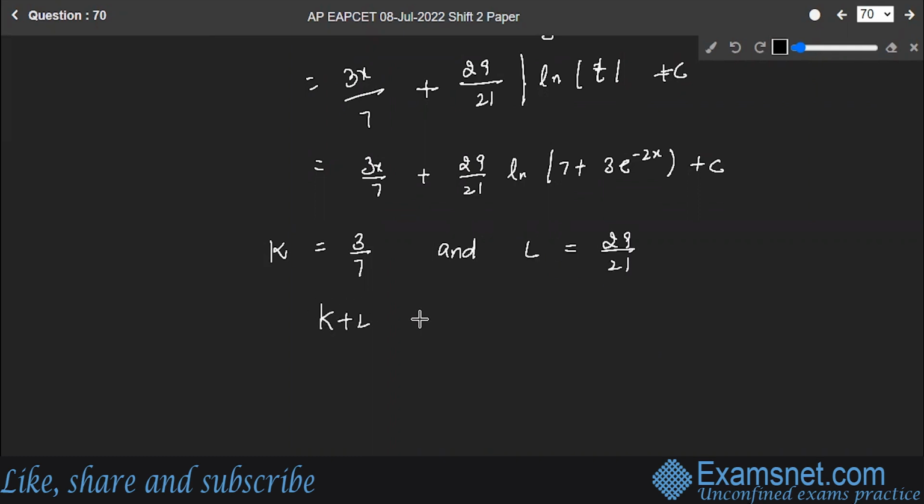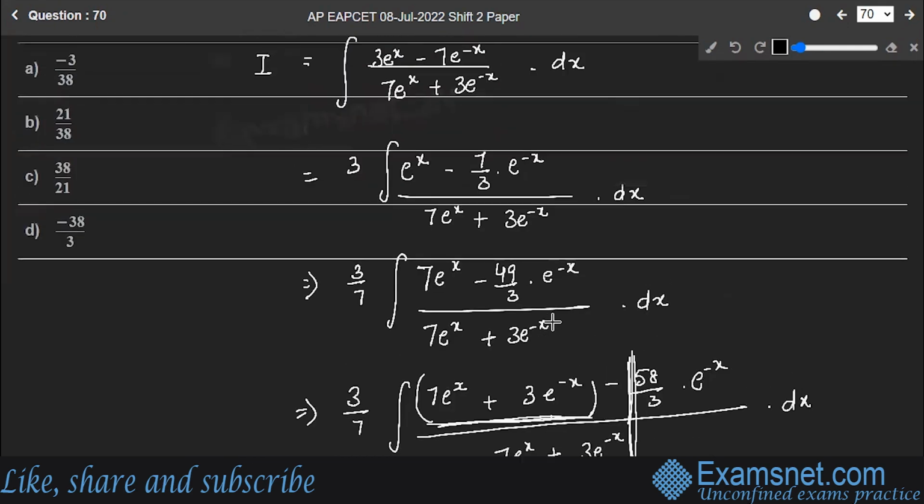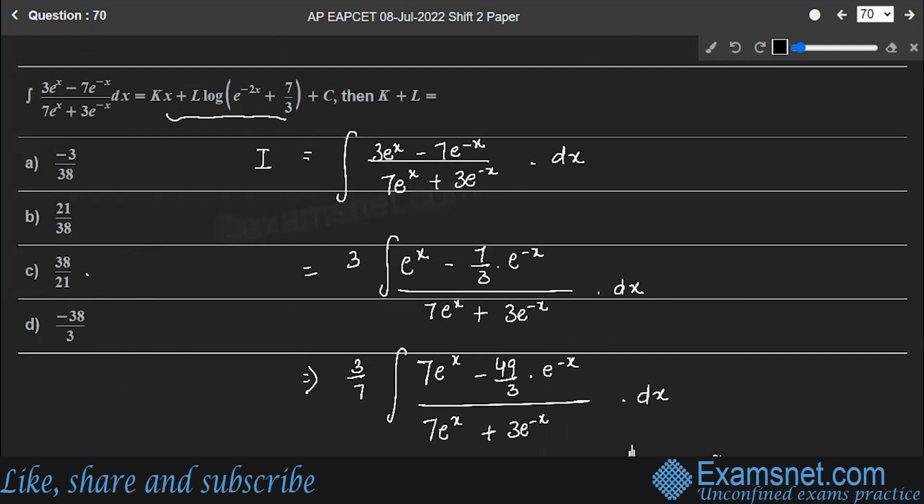You have to find out k plus L, that is 3 by 7 plus this, which on solving will give you 38 upon 21. So this is the answer to our question. Let's check. 38 upon 21 is option C. So here we have the answer to our problem. Okay, hope you're clear with this.